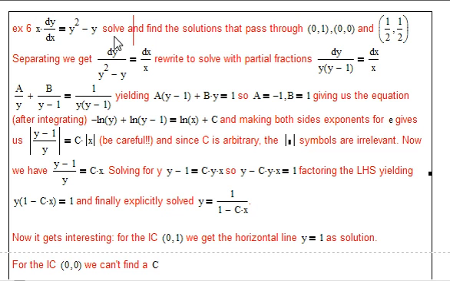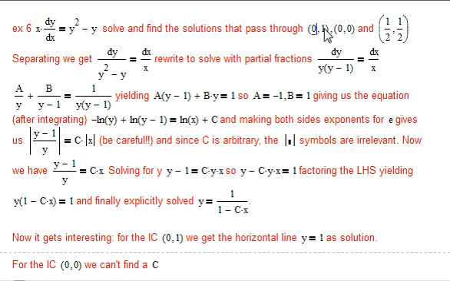That is immediately separable. But we want to find the solution that passes through the points (0, 1), (0, 0), and (1/2, 1/2). Well, forget about that for now. First we want to find the solution for this equation, and it's separable. dy over y squared minus y equals dx over x.